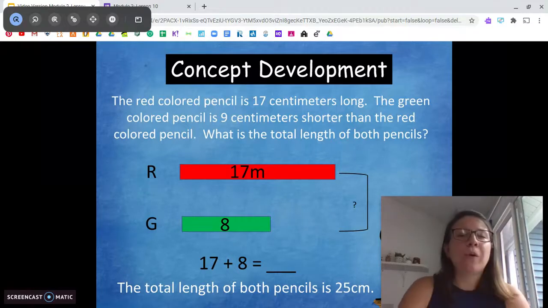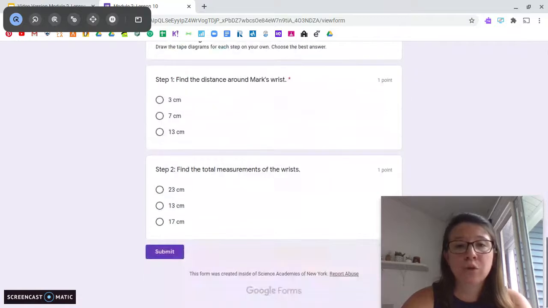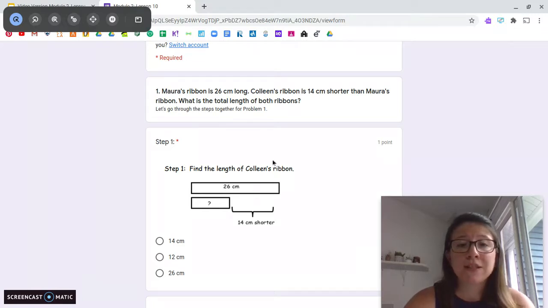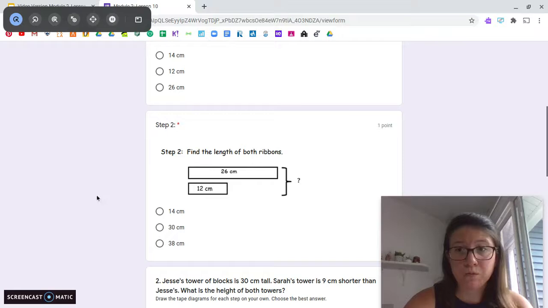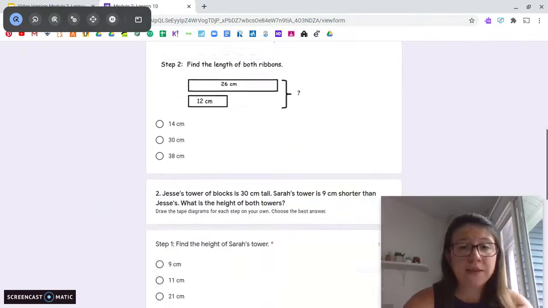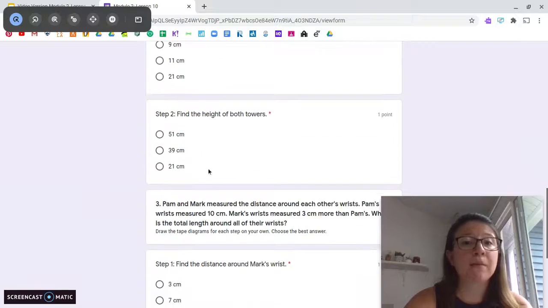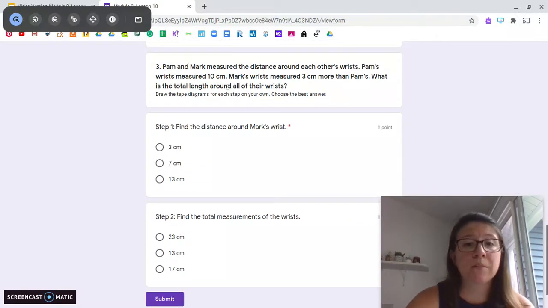All right? So your problem set for today is 3 word problems, but it's broken down for you. Okay, the word problem's right here. Step 1, solve for step 1, solve for step 2. Okay, broken down for you. Same thing with number 2. Solve for step 1. You're going to have to draw your own tape diagram. Solve for step 2. Number 3, again, draw your own tape diagram. Solve for step 1. Solve for step 2.